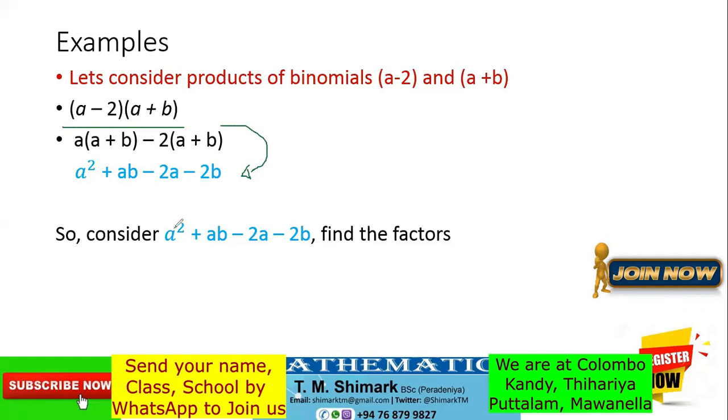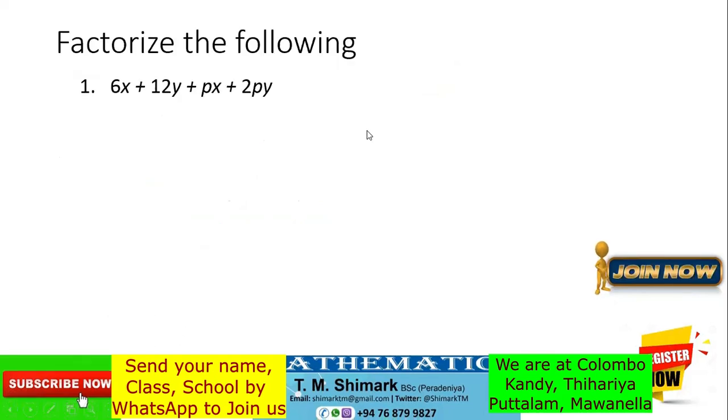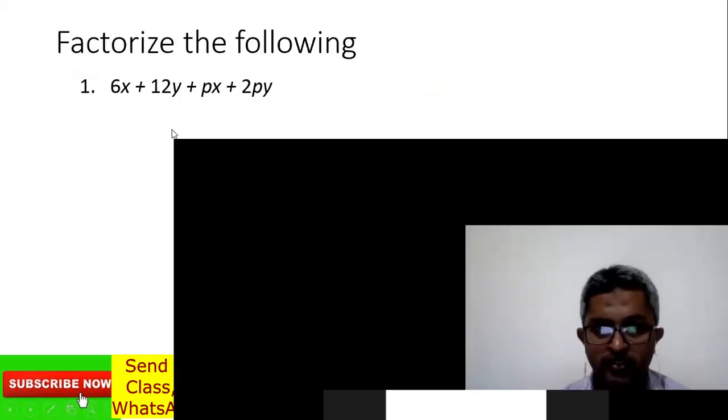If someone wants you to factorize this one, we have to go backward. So a you take out, so a plus b; minus 2 you take out, so a plus b. So a plus b into a minus 2 is the factorization of this expression. Many applications are there on this. Factorize the following is a question, right?